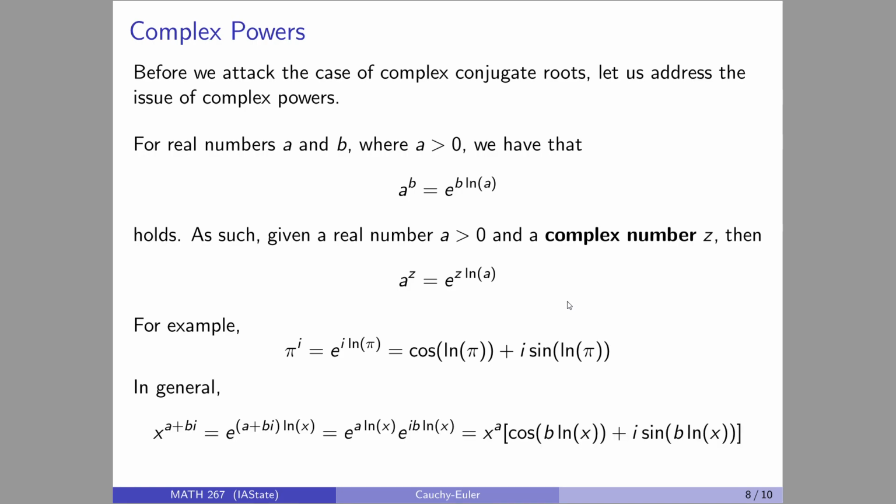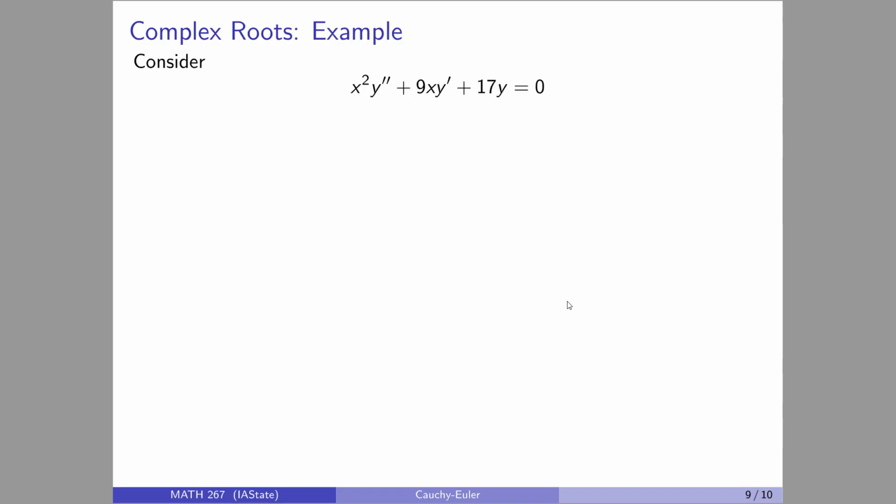And in general, we can get a pretty basic formula. If you look at x to the a plus bi, where a and b are real numbers, it breaks up like that. So there we go. All right, so now we've got a pretty good control over complex powers. So let's actually attack a problem where they show up.